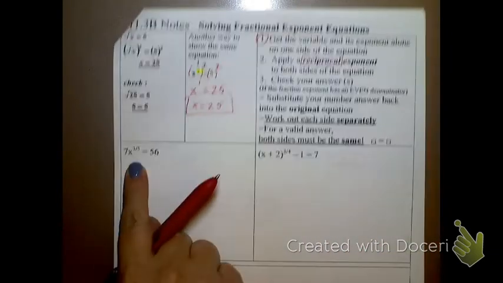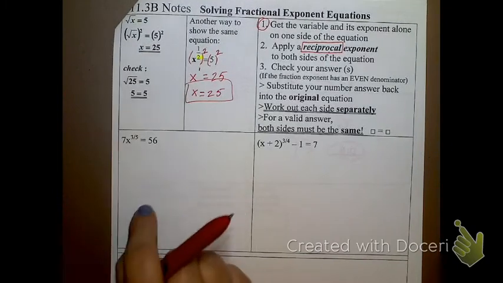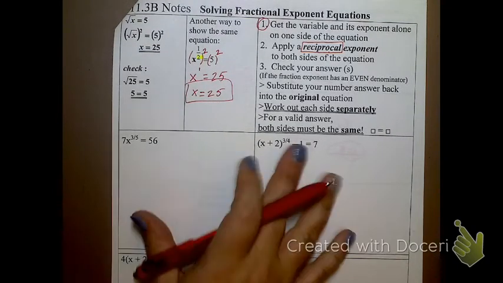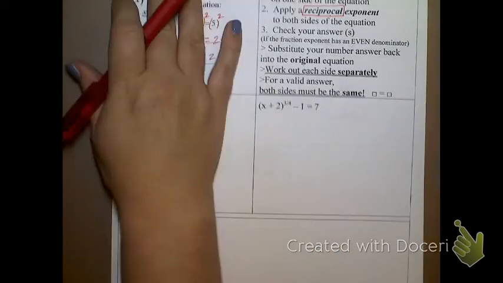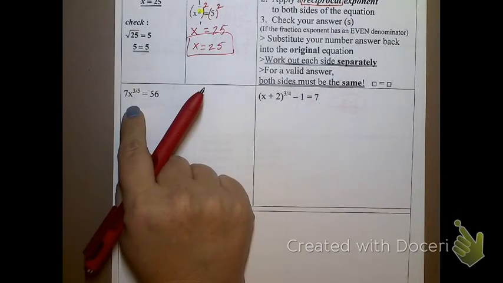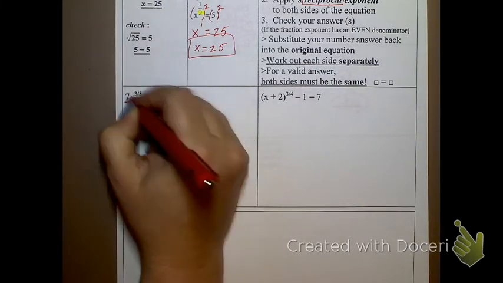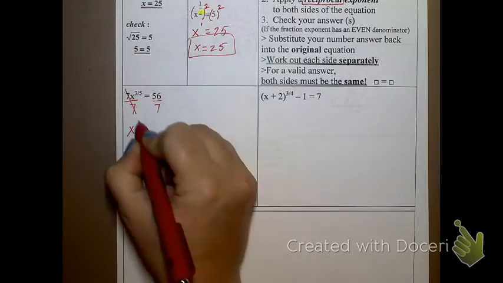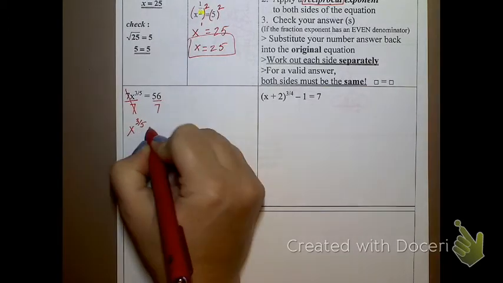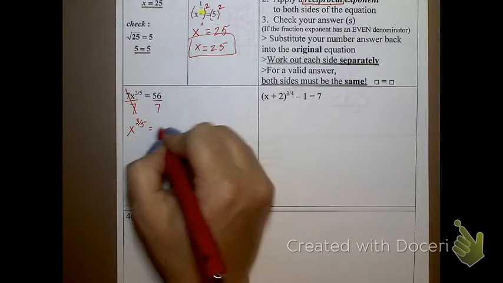So if I look at this one right here, is the variable with the exponent by itself? Anybody? Is the variable with the exponent by itself? No, there's a big old 7 in front of it. Do you see that? How can I get rid of that 7? Divide by 7. That leaves me with x to the 3/5 equals, what is 56 divided by 7? 8.